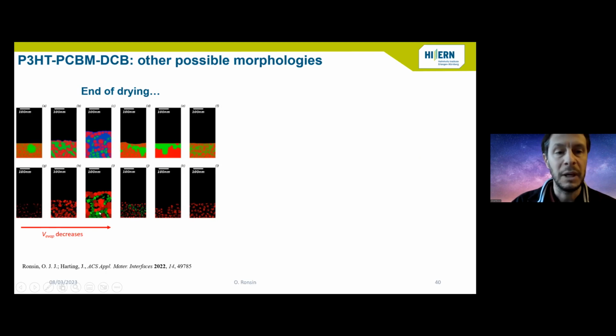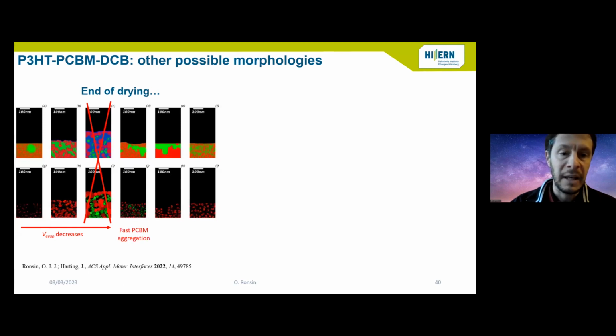The first simulations on the right show the effect of the evaporation rate. When you decrease the evaporation rate, you give the system more time to crystallize, which at some point becomes not really desirable because you have crystals aggregating at the top, which blocks the evaporation. But depending on what you want at the end, we can determine the parameters, the processing window, typically.